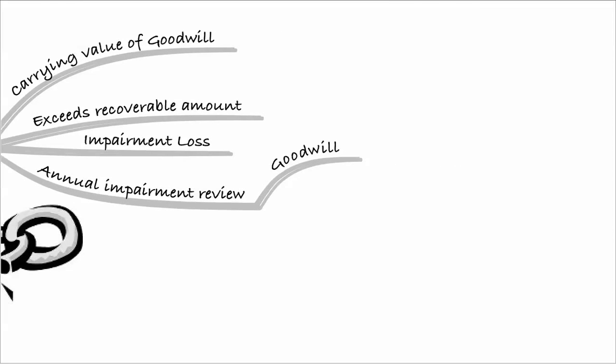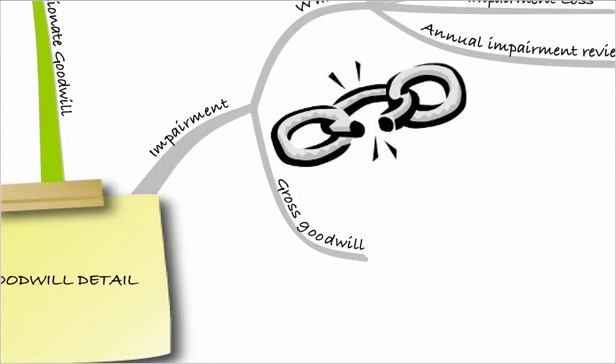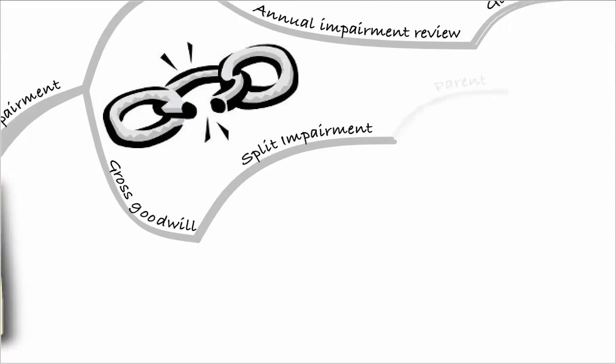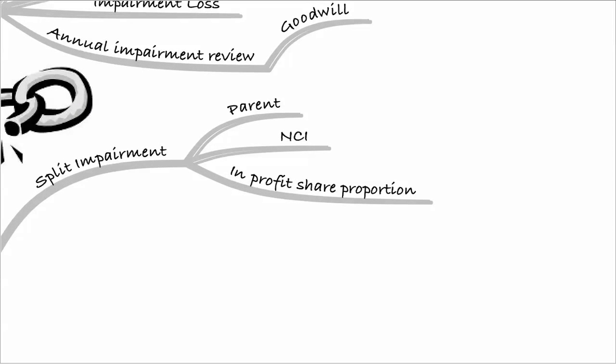So what if we see this? If we do an impairment review of goodwill and we see that there's an impairment, well, it depends whether we've used gross goodwill or proportionate goodwill. Looking at gross goodwill first, and this is the one that will be used 80 to 90% of the time. We need to split the impairment for gross goodwill, because remember I said that the NCI gets a share of the goodwill in gross goodwill. So we split it between the parent and the NCI, and we do that in their profit share proportion, the same percentages that we work out in our working 1.